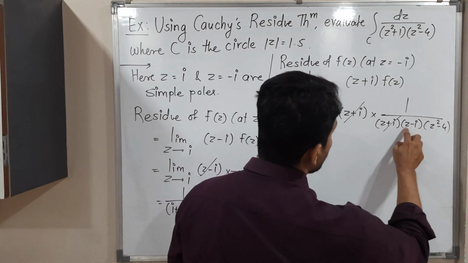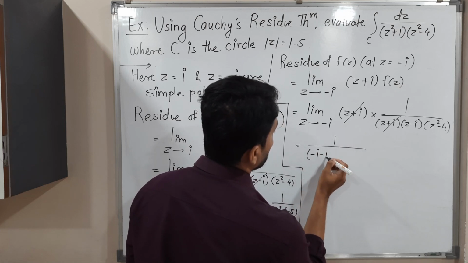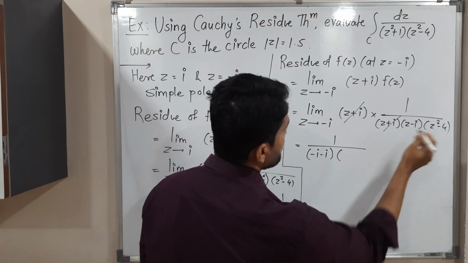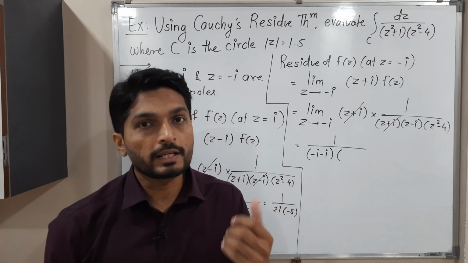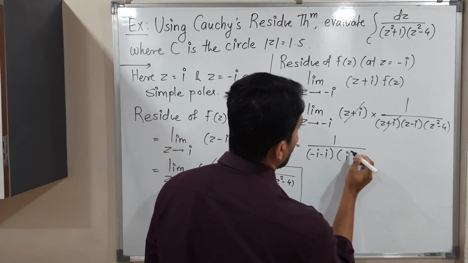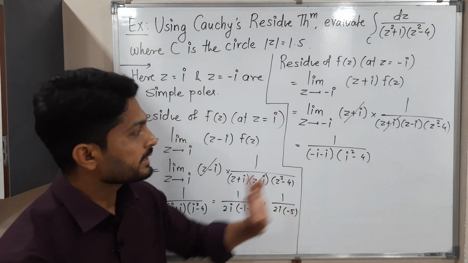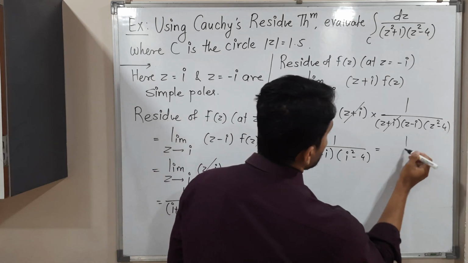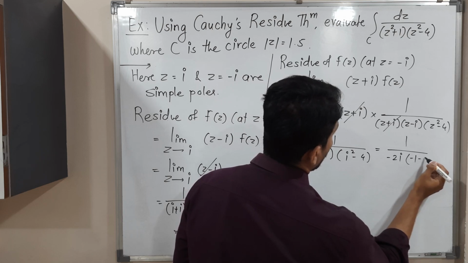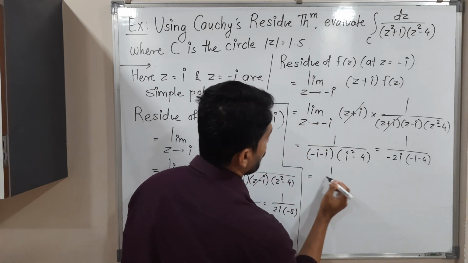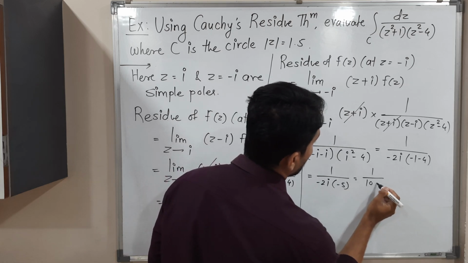I will apply the limit, that means in place of z I put minus i. So minus i minus i, and minus i whole square. But if you take the square of any number, the minus sign vanishes, so it is enough to write i square. So this is 1 upon minus 2i, and this is minus 1 minus 4, since i square is minus 1. So 1 upon minus 2i times minus 5. Minus times minus is plus, so 1 upon 10i.